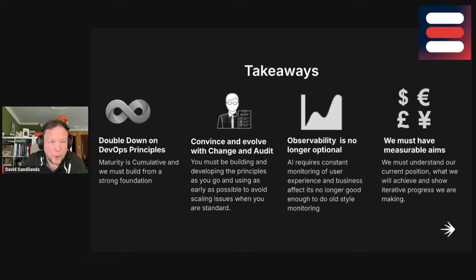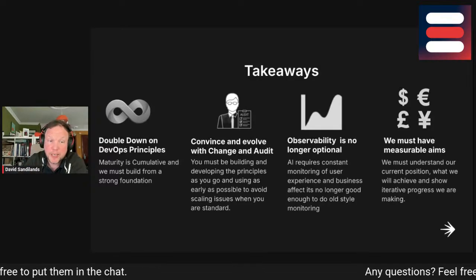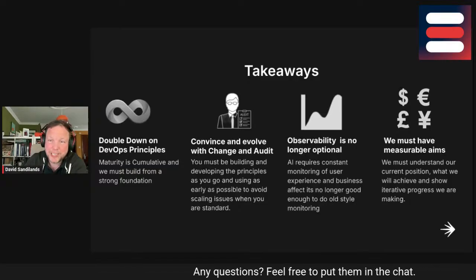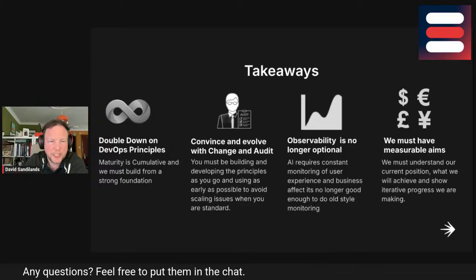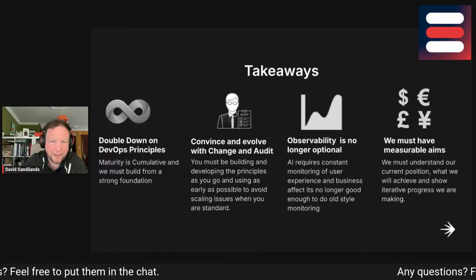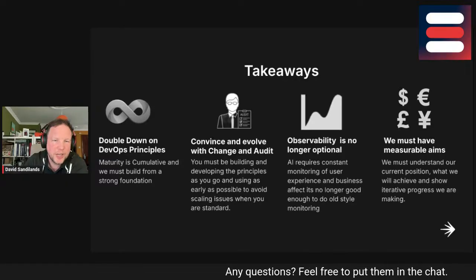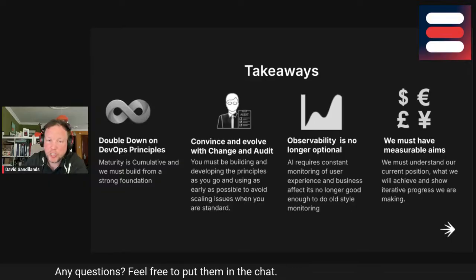I'm aware I'm probably a little bit over time, but just to give my key takeaways here: on that DevOps journey, we need to double down on our DevOps principles. Maturity is cumulative, and we must build from a very strong foundation. So ensuring we're following everything we've learned over that time, that we have solid platform engineering, that we're helping everyone come on the journey, and truly working as DevOps teams, that we're convincing and evolving with change and audit.